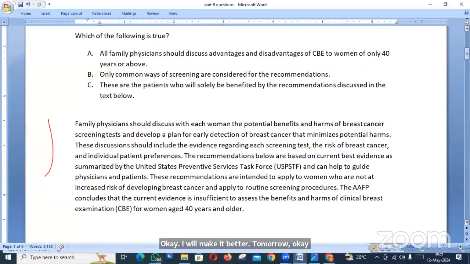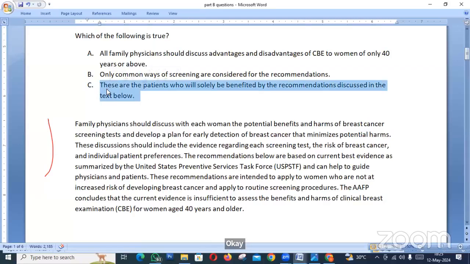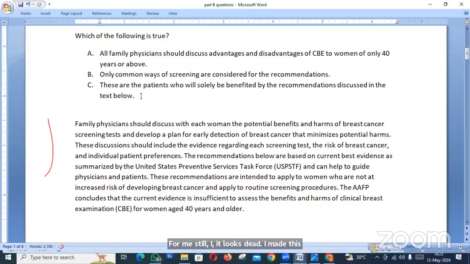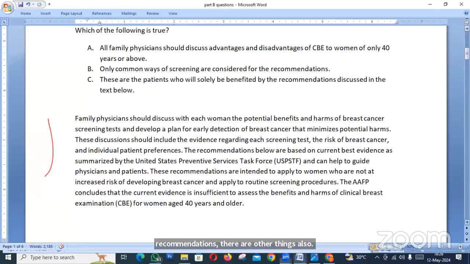For me, it still looks like I made this C wrong, because these patients will not only benefit from these recommendations. There are other things also. So now let us move to the next question.